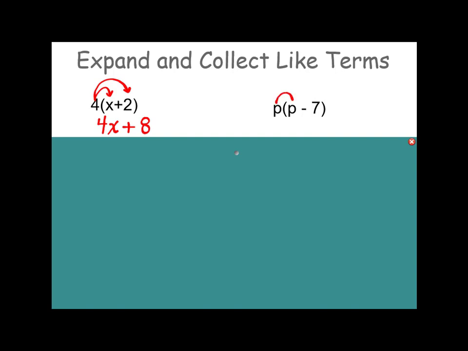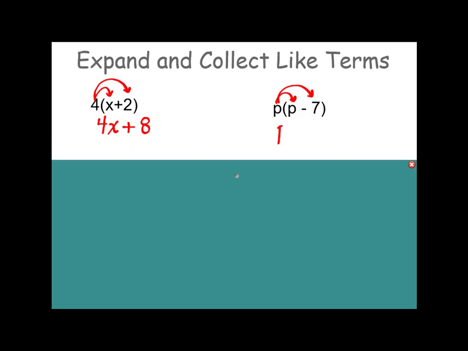So a monomial times a binomial. I'm going to distribute that p in through. So p times p is p squared, and p times negative 7 will be negative 7p.